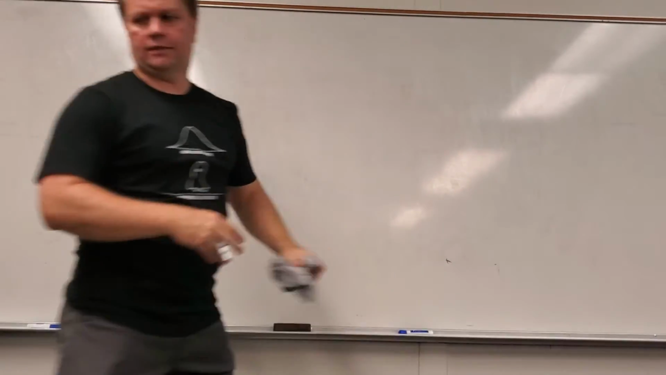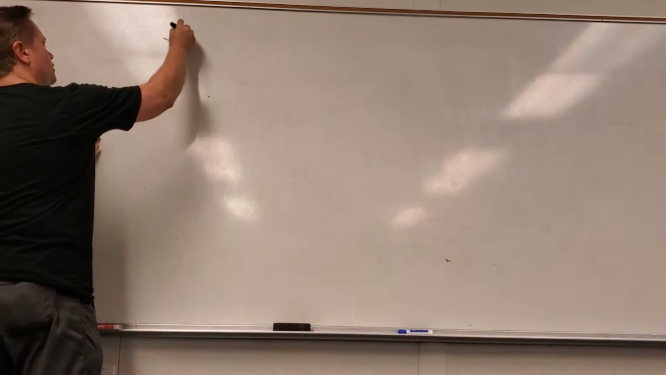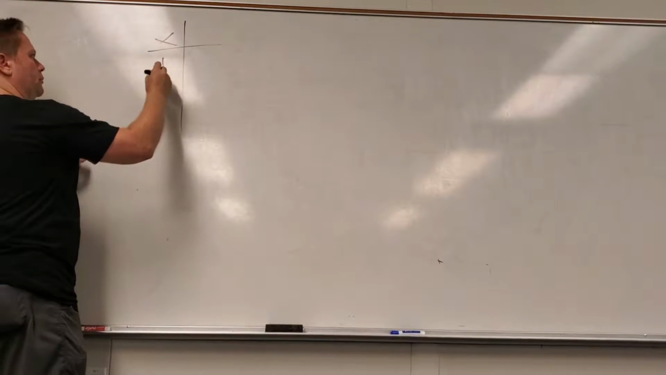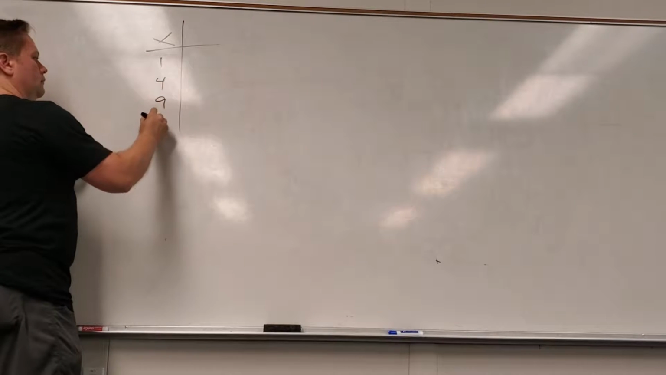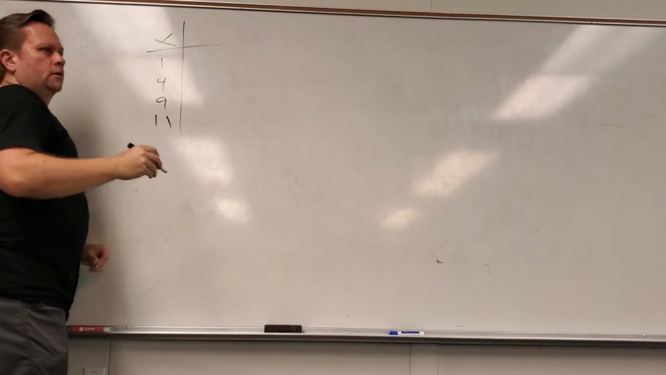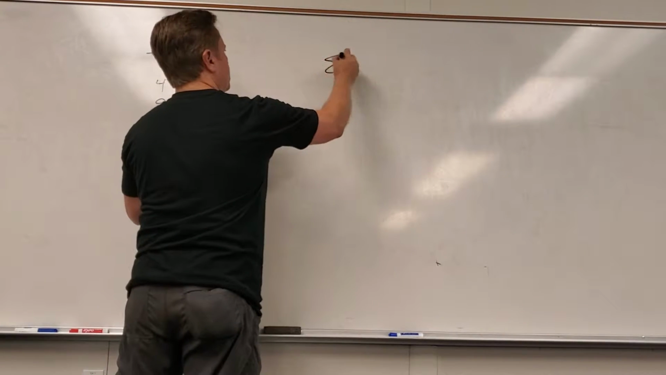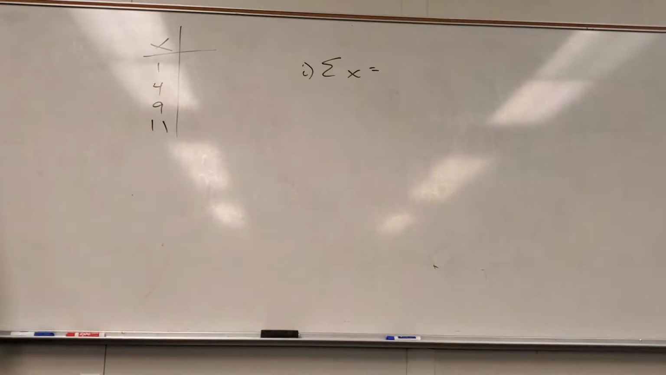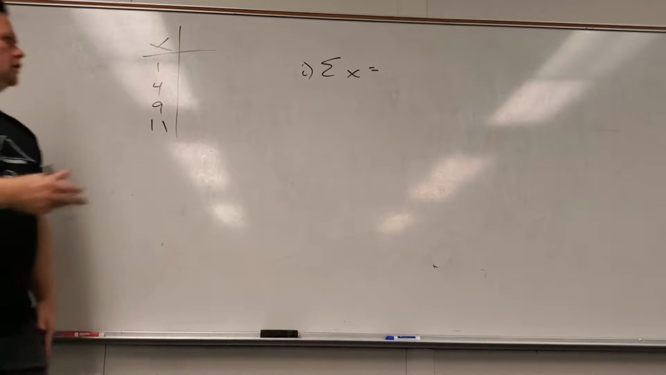So let's just look at this symbol. Let me show you something. The way we're going to see data for a lot of this class is going to be in a little table like this. If I give you that data and ask you what's the sum of x, what's the sum of x? 25. I like it.